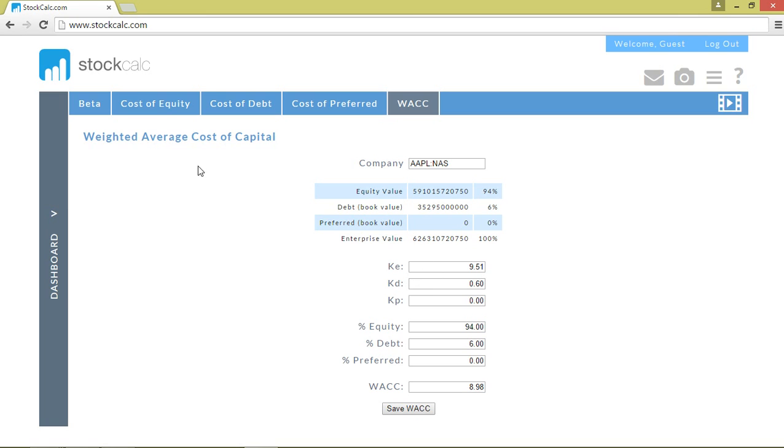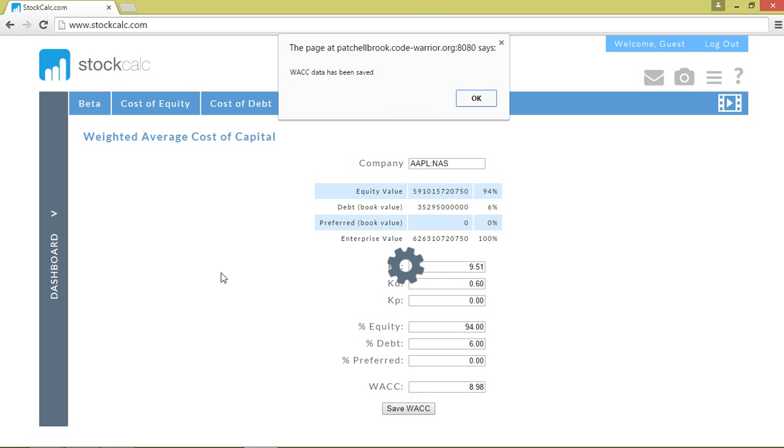Cost of the equity from our previous calculation, cost of debt from our previous calculations, and preferred, if they were there from our previous calculations, are all here, blended over the percentage of each in the capital structure to give us a weighted average cost of capital for Apple, in this case of just under 9%. We can save this and use it at a later time.